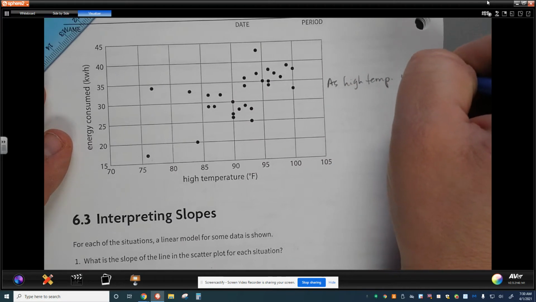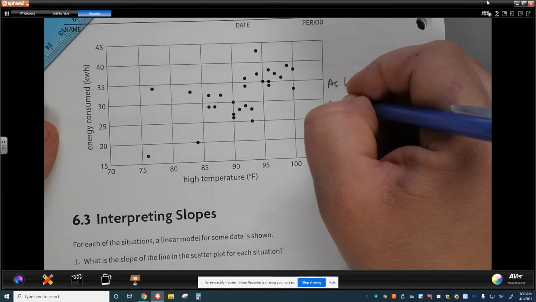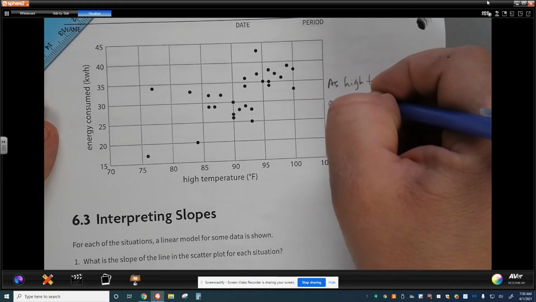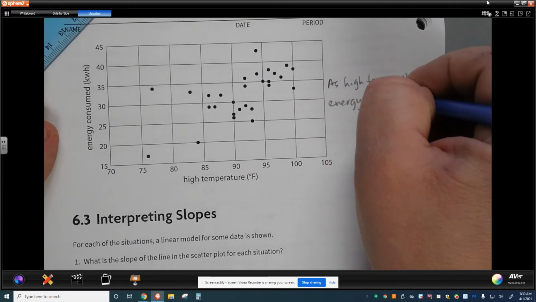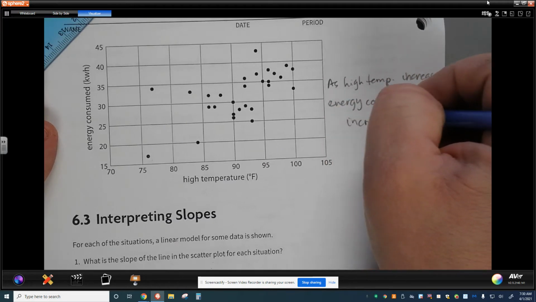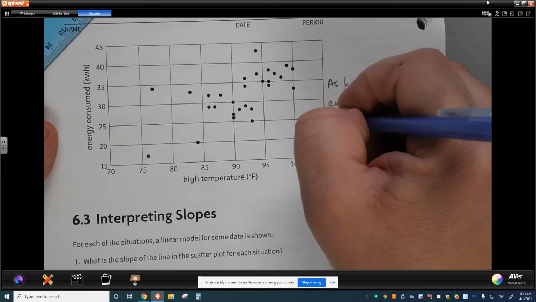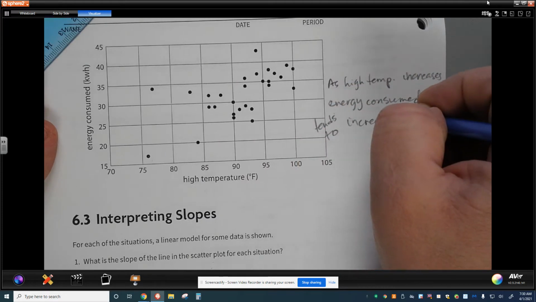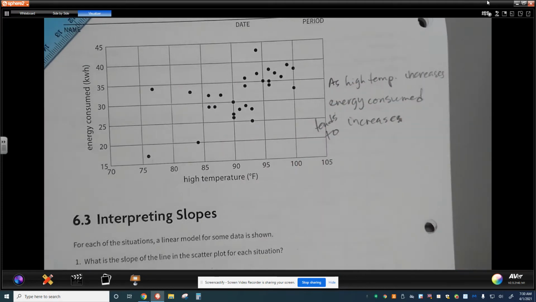increases, energy consumed increases. I guess we should say tends to increase. All right, so that's just the big idea of this, that we read the data to be able to understand what's going on.